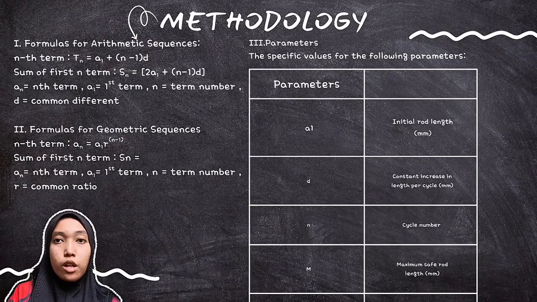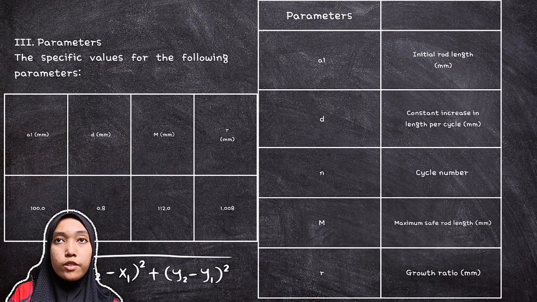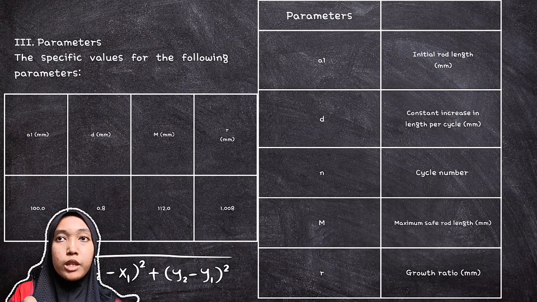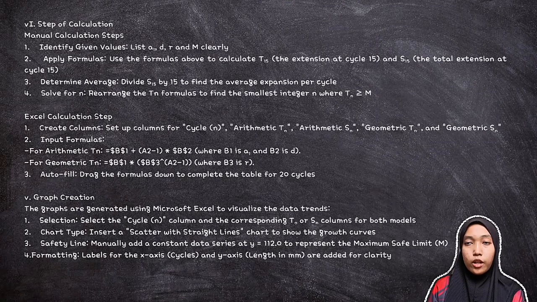For methodology, we calculate using the formula of arithmetic sequence and geometric sequence. We are given the specific values of parameters, which are initial rod length equal to 100 mm, constant increase in length per cycle 0.8 mm, maximum safe rod length equal to 112 mm, growth ratio equals 1.008, and lastly, cycle number. For steps of calculation, we use two types of calculation, which are manual calculation and Excel calculation.